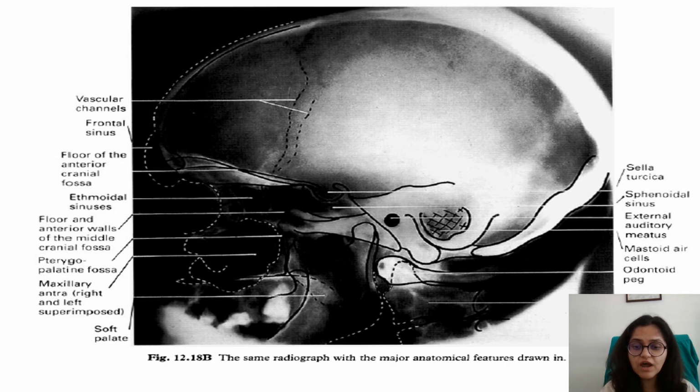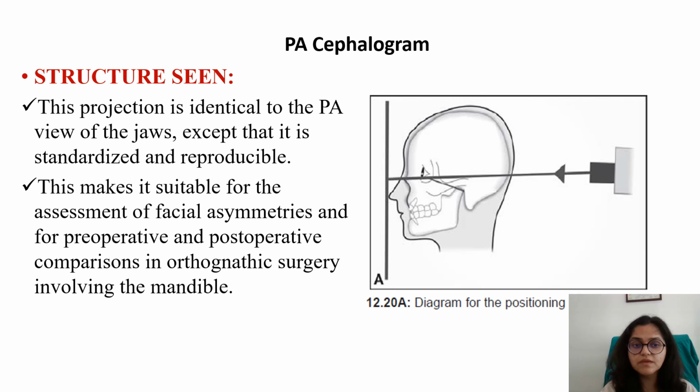This is the same radiograph with the major anatomical features shown in this slide. PA cephalogram: the structures seen in this projection are identical to the PA view of the jaw, except that it is standardized and reproducible. This makes it suitable for the assessment of facial asymmetry and for pre-operative and post-operative comparison in orthognathic surgery involving the mandible.